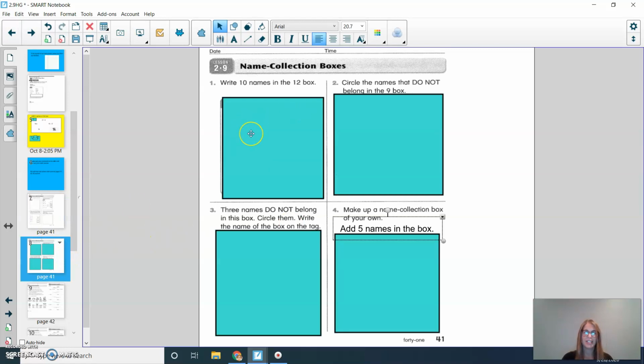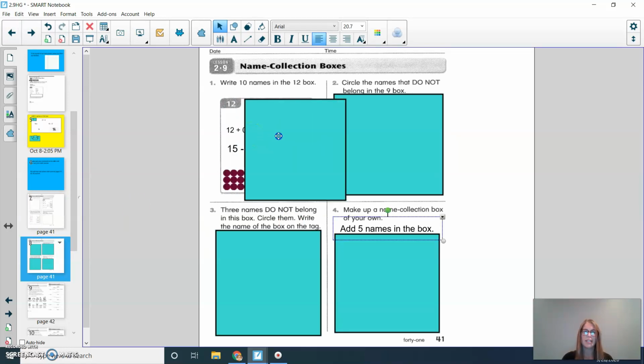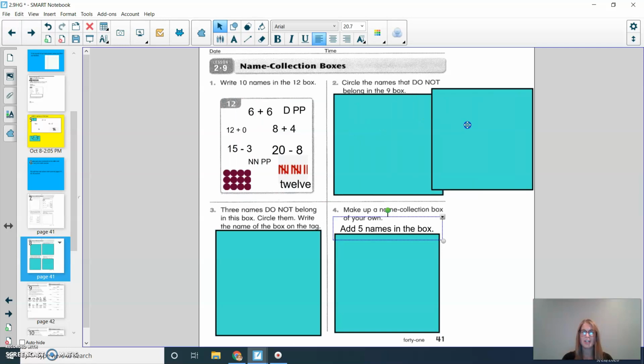All right, second graders. For question number 1, these are the names that I had to show 12. You can see I added with 6 plus 6 and 12 plus 0 and 8 plus 4. I subtracted with 15 minus 3, 20 minus 8. I used coins. I used a dime and 2 pennies. I also used coins with using 2 nickels and 2 pennies.